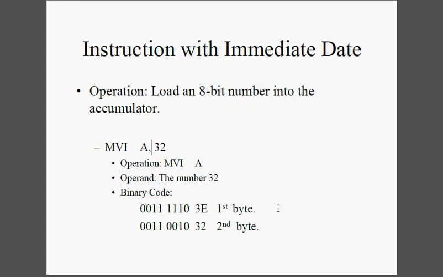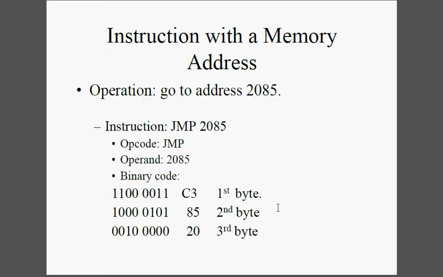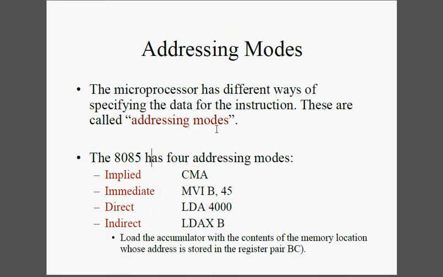This is an operation instruction with immediate data. And this is an instruction with a memory address, JMP, which goes to the address here. 2085 is hexadecimal, right? So this is 4 bits, 4 bits, 4 bits, 4 bits, so it's 16 bits.